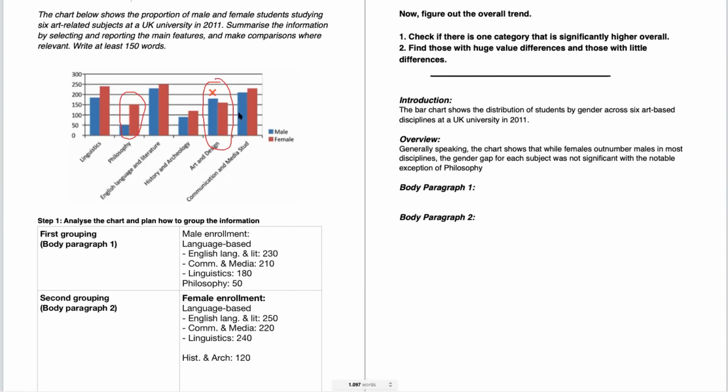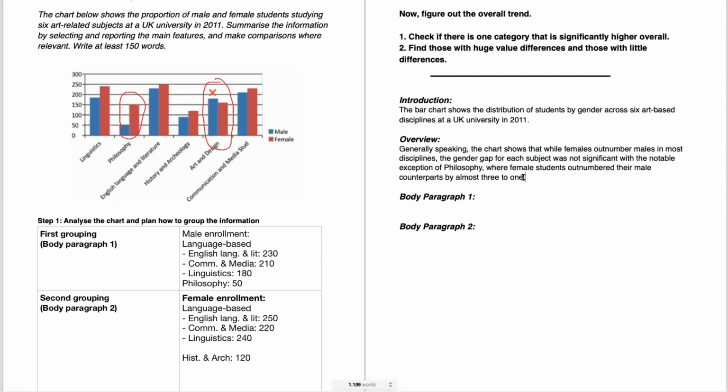We saw that females outnumbered males for the most part everywhere except for art and design, which I will talk about when we get to males. But we see here the gender gap for each student was not significant, except for this notable difference that we looked at in the overall trend step of philosophy. So I'm just going to add on here about philosophy. I'm going to say where female students, we could say here, outnumbered their male counterparts by almost 3 to 1.